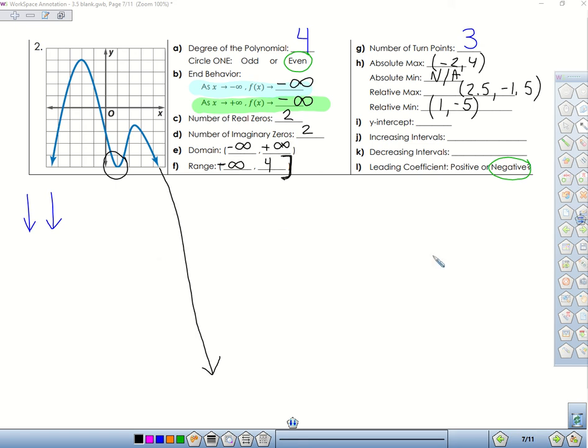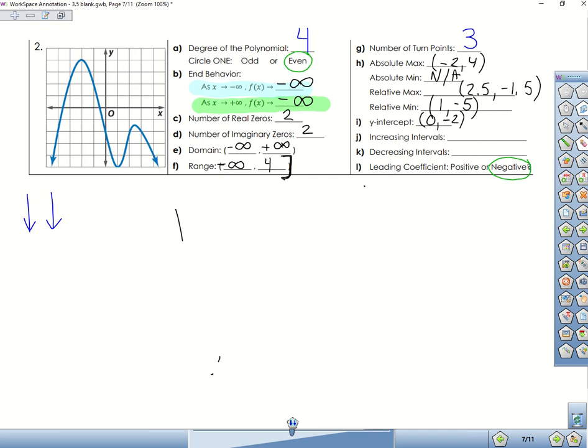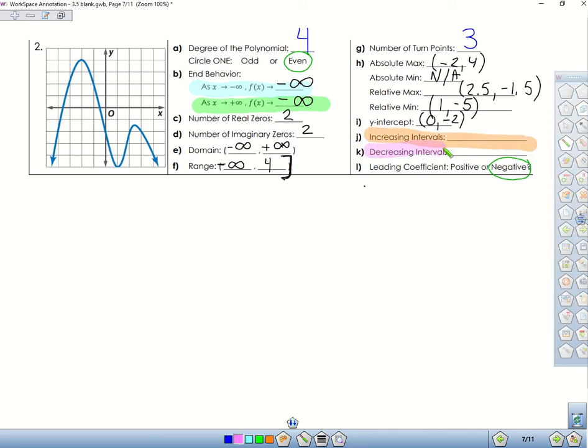Yeah. So let's talk about our y-intercept. What's our y-intercept here? Negative 2. Good, 0, negative 2. Same as the last one, I think. Now we'll do our increase and decrease intervals. I like to highlight these to get a good picture of what I'm looking at. I'm going to do the increase in orange, and I'll do the decrease in pink. So my graph is going up until I get right here, and then it starts going down. And it goes down until I get to the next turning point.